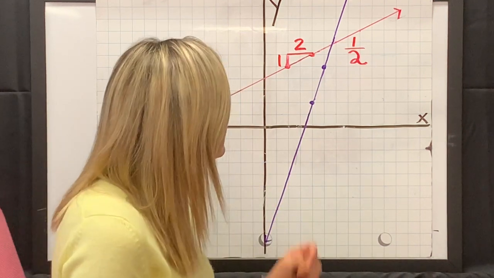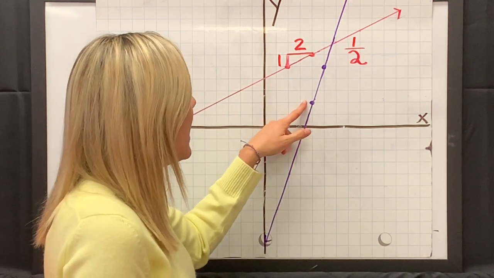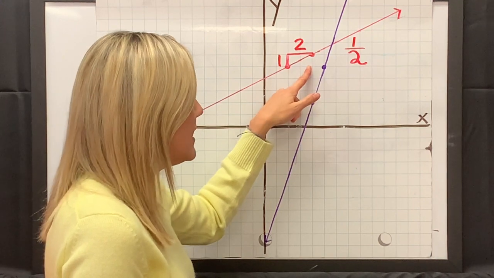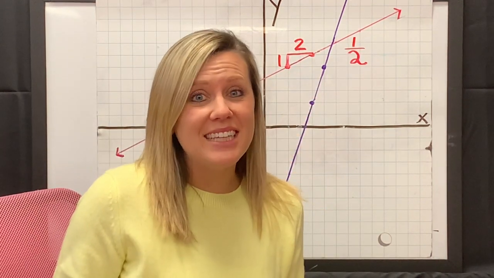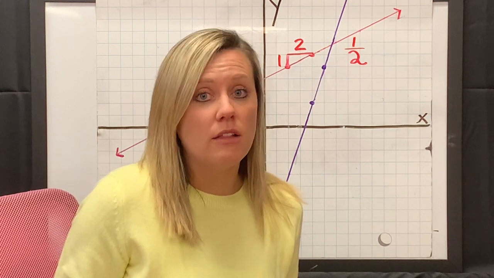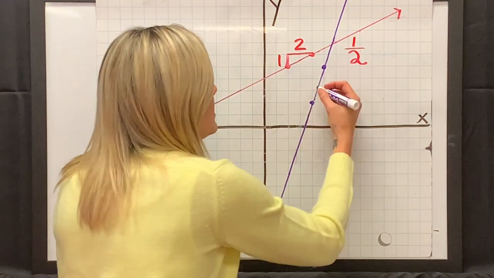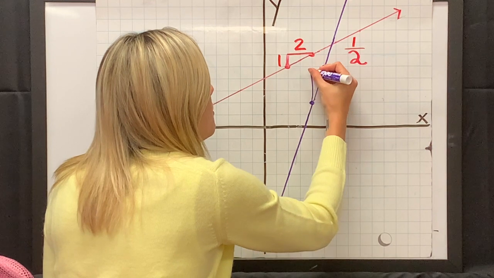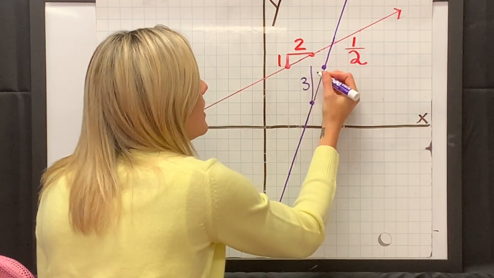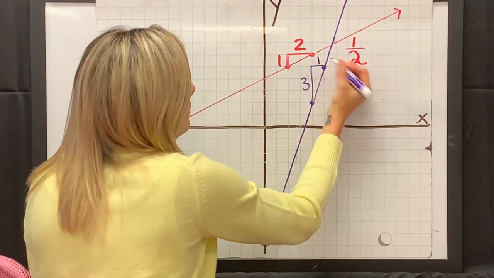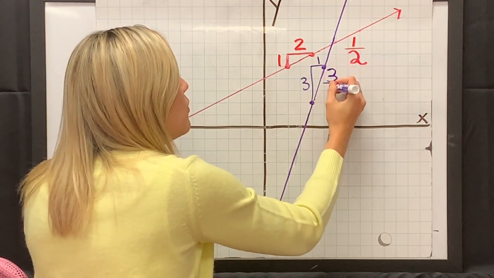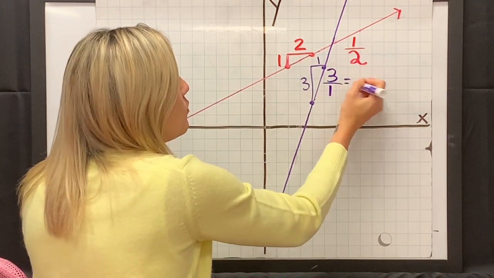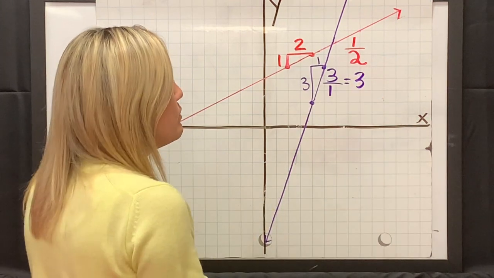So the first thing we're going to do is figure out how many units we have to rise and how many units we have to go to the right to get to that next spot that our line perfectly crosses. So in this example, we would go up 3 units and we would go to the right 1 unit. So our slope is going to be 3 over 1, which is equal to just 3 if we reduce.